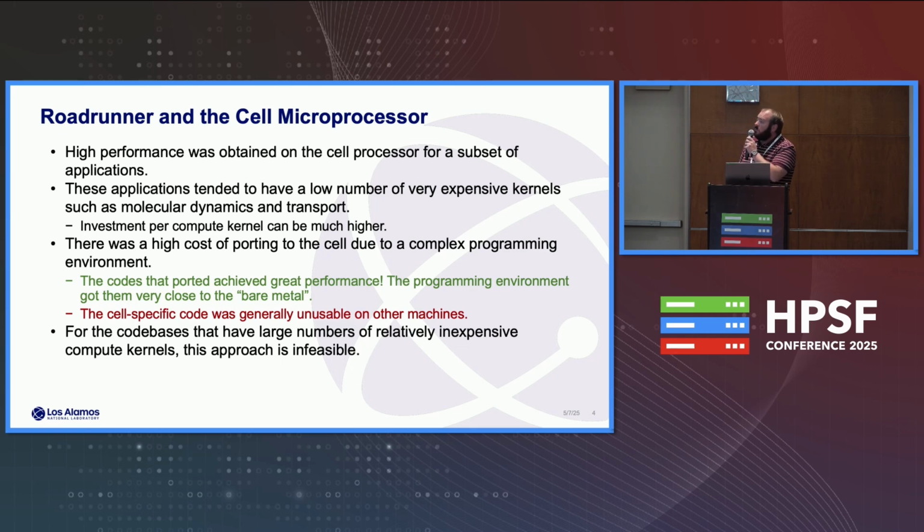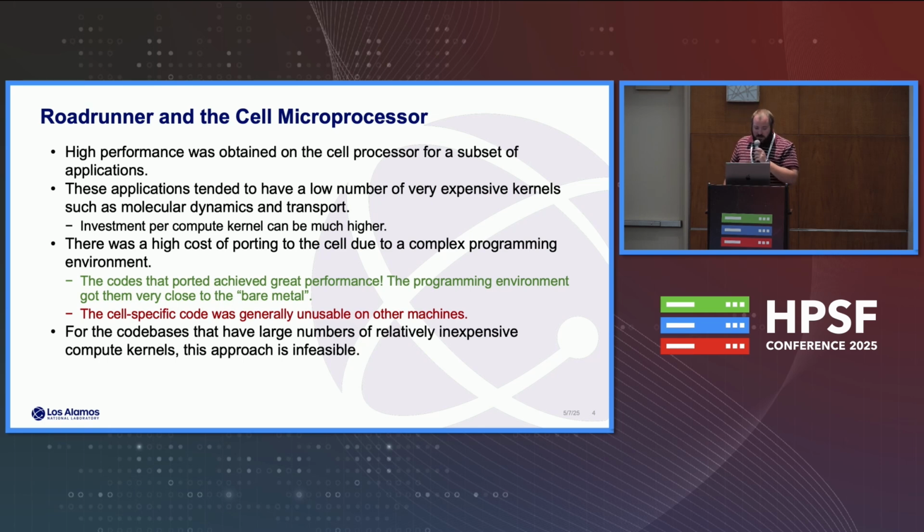LANL applications, certain ones, were able to obtain high performance on the Cell microprocessor. The applications tended to have a lower number of expensive kernels, such as molecular dynamics and transport, where the investment per compute kernel could be much higher. However, there was a high cost of porting to the Cell due to a very complex programming environment. The codes that did port achieved really good performance. The programming environment got them really close to the metal, as they say. But the Cell-specific code was generally unusable on other machines.